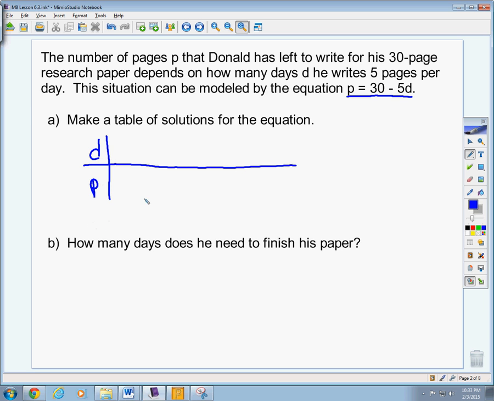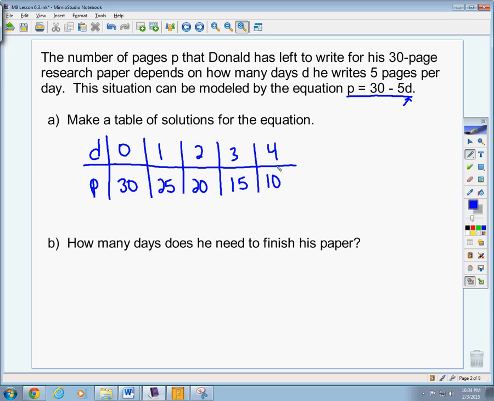Now, as I've mentioned in the past, I always start with 0. 0 is a good starting point. When Donald is starting to write this paper, how many pages is he starting with? So after 0 days, if I put a 0 in here, or you can just read it, there's 30 pages left. Well, after 1 day, you can put a 1 in here. 30 minus 5 times 1 is 25. After 2 days, you're going to start to see a pattern here. We don't necessarily have to put a 2 in for d. 5 times 2 is 10. 30 minus 10 is 20. We can see that after 3 days, if you notice, we're subtracting 5 each time. After 4 days, and you get the idea.